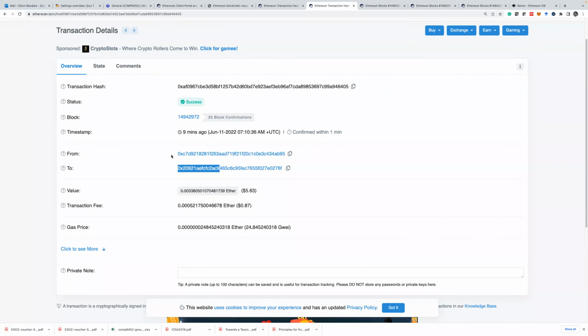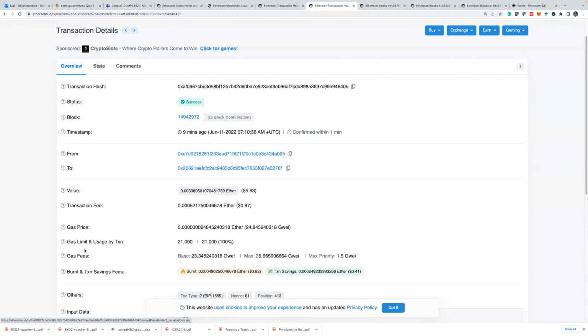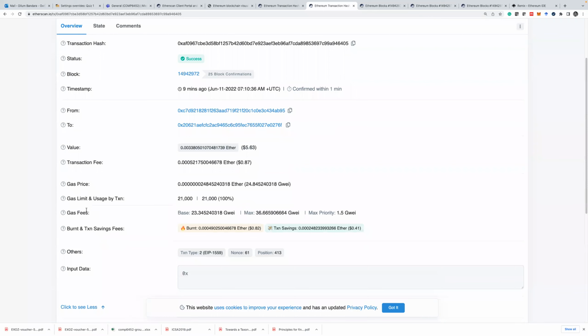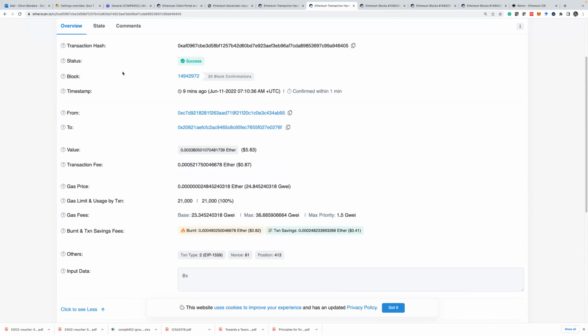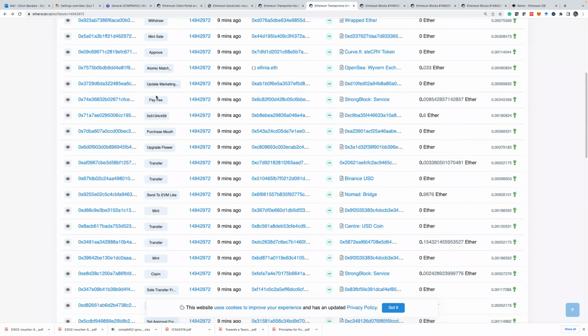So we identify all of these with a hexadecimal string. And what is the value of this transaction? It's pretty small, effectively 5.63 US dollars. And for this transaction, the party that initiated the transaction has paid 87 cents as the transaction fee. Again, let me skip gas for the moment. And there are a few other additional things. So this is what is called a typical transaction.